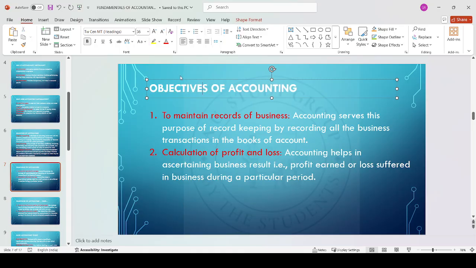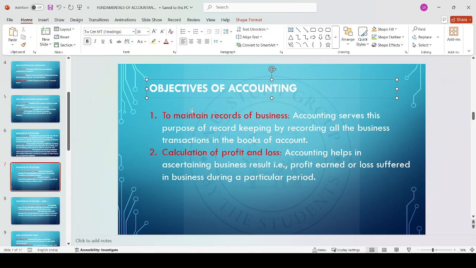Objectives of accounting. The first is to maintain records of business. This is the fundamental purpose. Accounting provides a systematic way of recording all the financial transactions of a business in what we call the book of account. This creates a historical record of all financial activities. So the main objective of accounting is to maintain records of business.